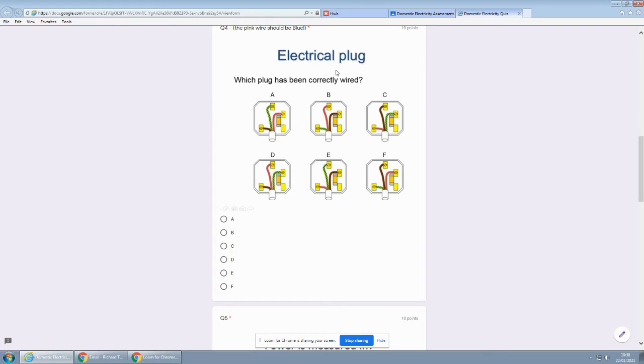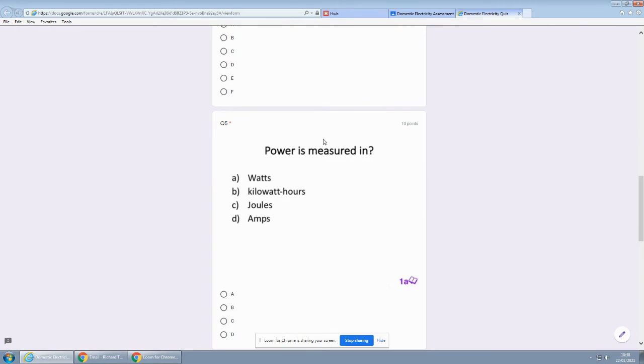The electrical plug. We know that the earth wire has to go up to the top. So it has to be either A or E. And the live wire, the brown wire, joins to the fuse. So it was E. E is the correctly wired plug.